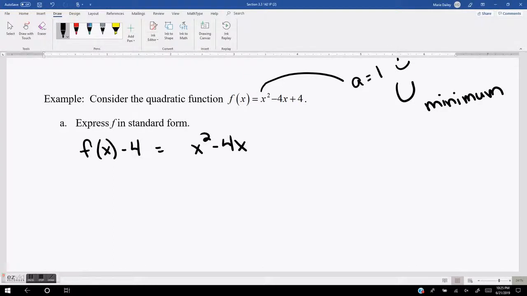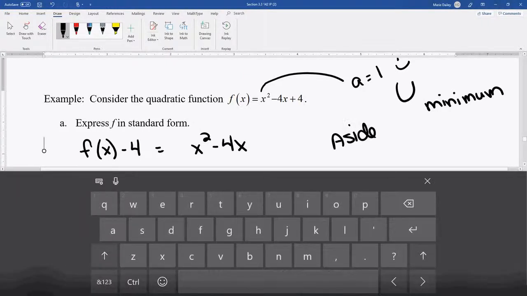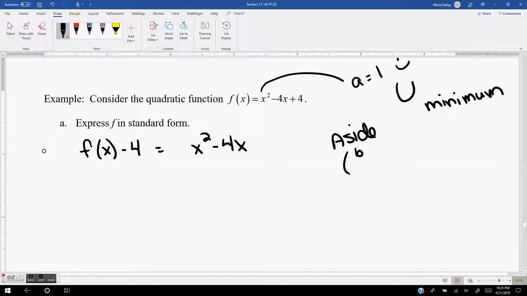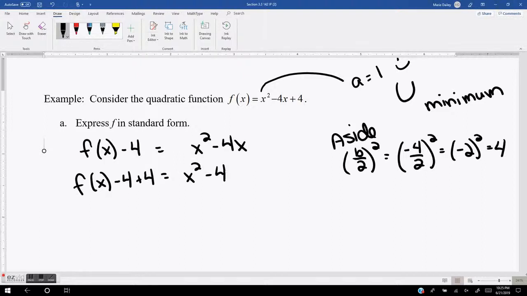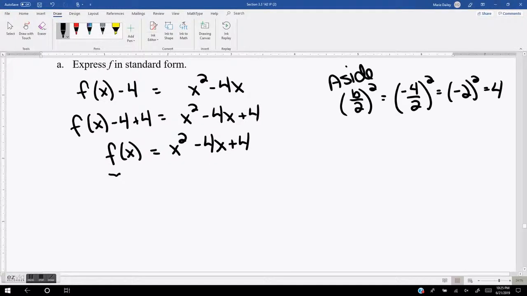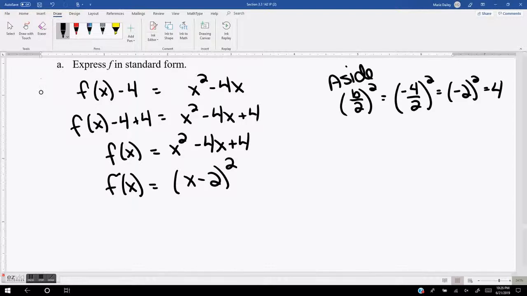Okay. Work then on my aside. Now remember, the aside is b over 2 squared. So that's going to be a negative 4 over 2 squared, which is a negative 2 squared, which is a positive 4. So when I then add 4 to both sides, notice what happens here. Those 4's are going to cancel out, and we end up back with exactly what we started with. That's because this x squared minus 4x plus 4 is already a perfect square. So that factors very nicely into the x minus 2 quantity squared.